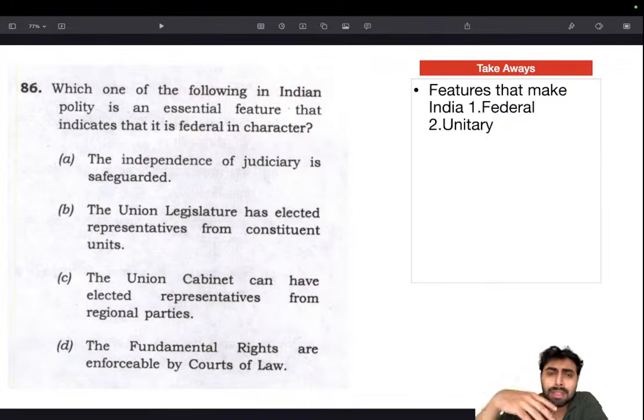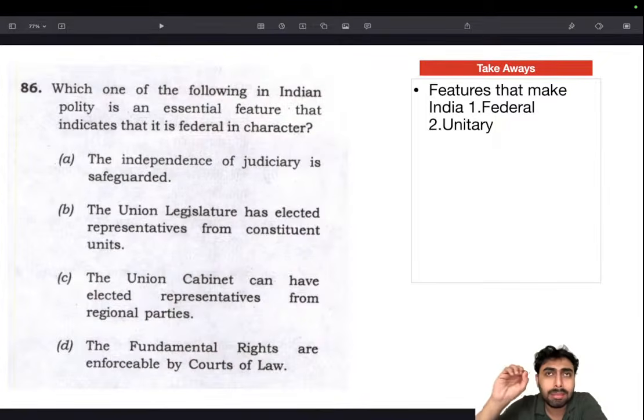At the same time, federal features are like the basic structure doctrine. The basic structure doctrine has got federal features, and there are two houses and there is a council of states, that's Rajya Sabha. These are all federal features. There are a lot of federal features. Go through them, understand the crux of it. Don't just memorize them. If you memorize them, the question will be theoretical and you won't be able to apply it.